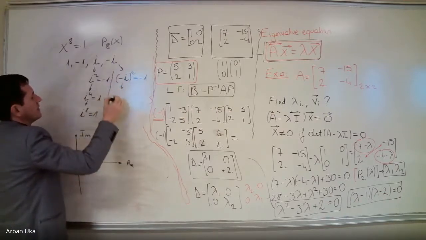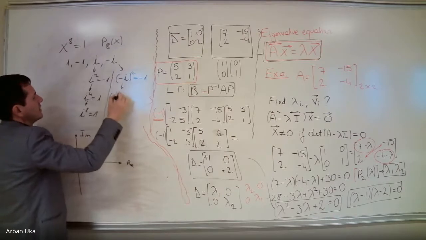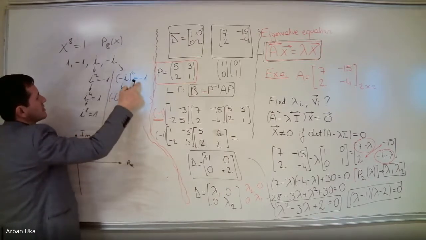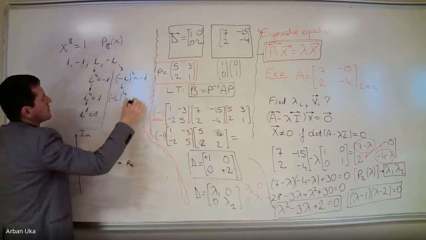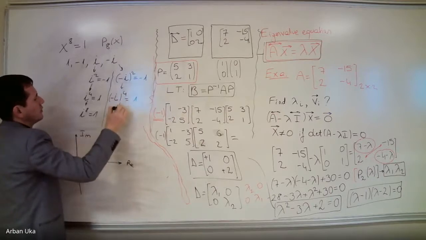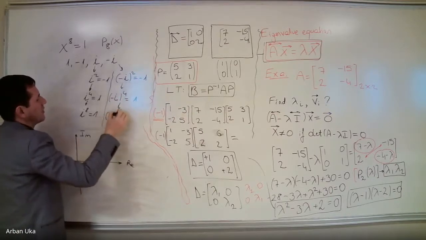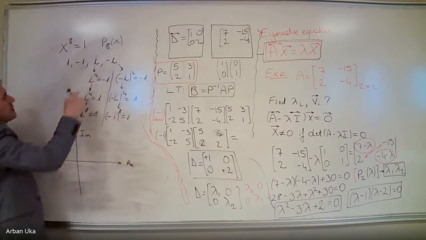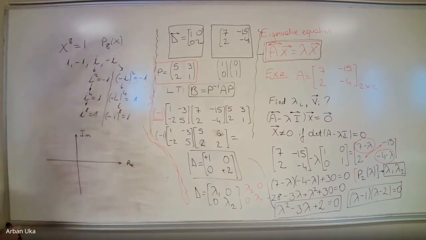Then -I to the power 4, we take this to the square, so this is 1. And then we say that -I to the power 8 is 1 again. So we found 4 solutions so far. Then where are the other solutions?